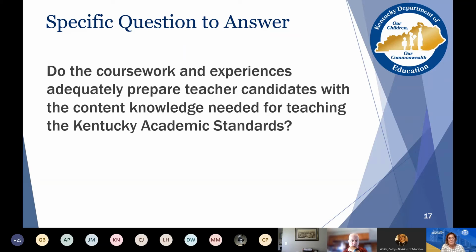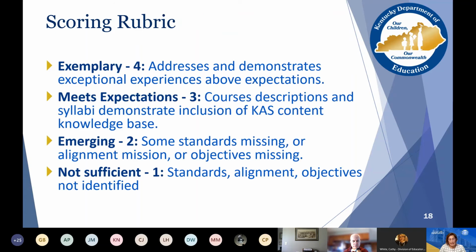So a critical component of the teacher preparation program is to prepare the candidates to teach the Kentucky academic standards for student success, and to allow the candidates to be exposed to the variety of ways in which this can be done. The scoring rubric that we use for this Kentucky academic standards part, again, is a 4-3-2-1. The fourth goes above and beyond. 3 is what we're looking at, is do the course descriptions and the syllabi demonstrate inclusion of the Kentucky academic standards content base?